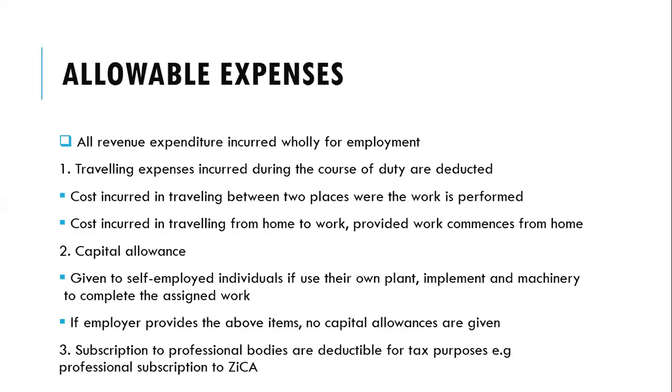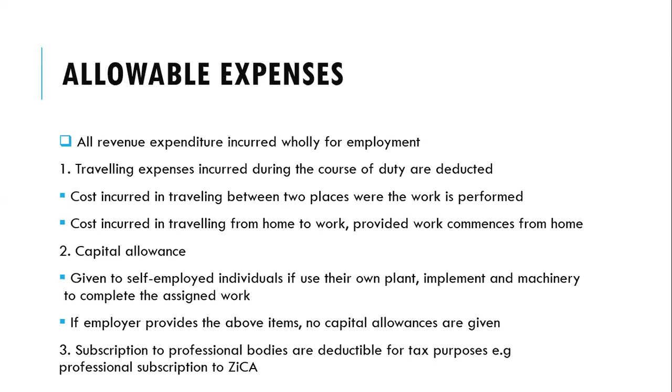Okay. So now we also have allowable expenses, right? All revenue expenditure incurred wholly for employment is deductible, it is allowable. You don't add them back to the net pay. So one, traveling expenses incurred during the course of duty are deducted. For instance, where you're at the office, then you're supposed to go and file returns at ZRA. Then the company books a Yango on your behalf, or they pay you money to go and book a Yango.